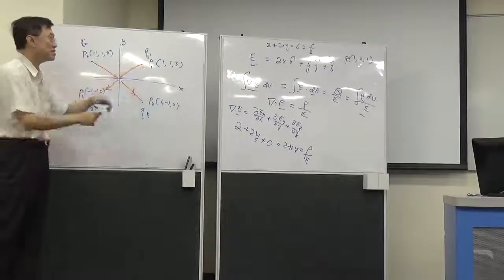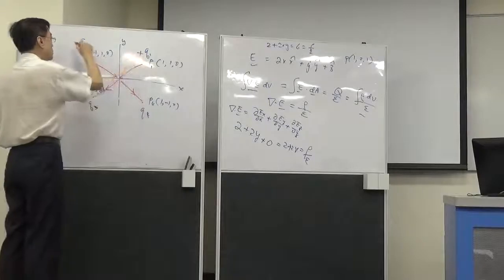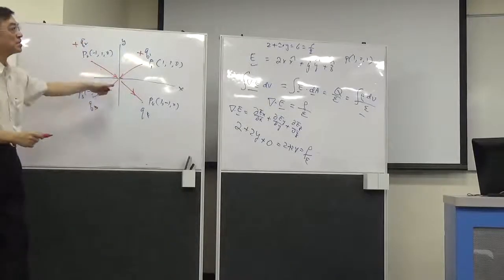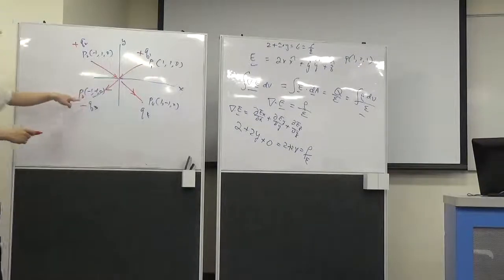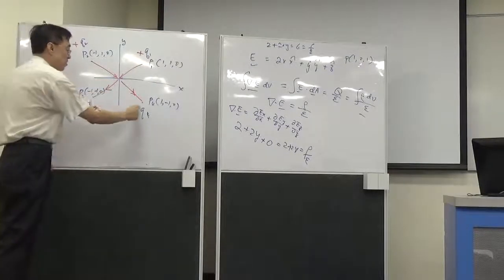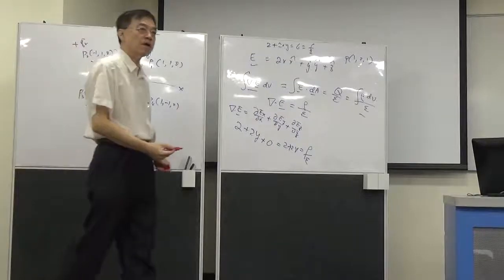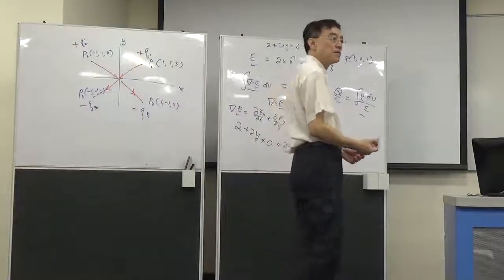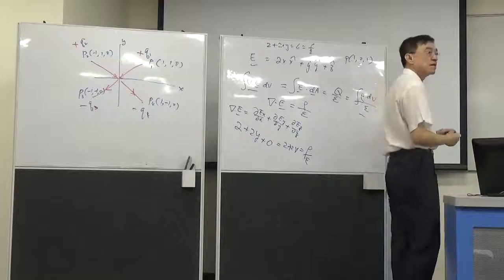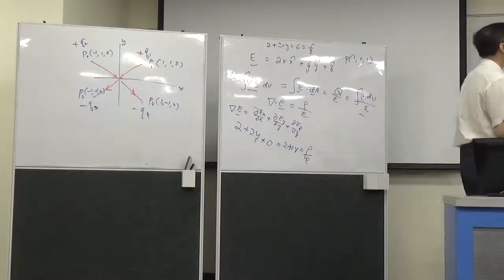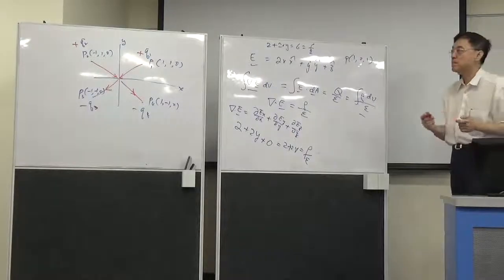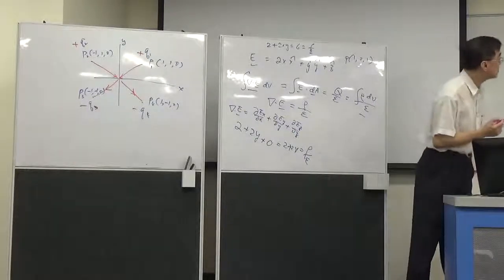This is a positive charge, will be pointing this way. This is a positive charge, will be pointing this way. This is a negative charge, will be pointing this way. This is a negative charge, will be pointing this way. Right? Okay? Everybody alright? Alright, okay.